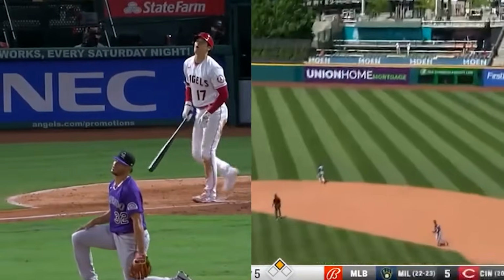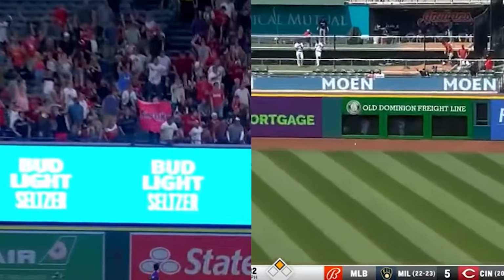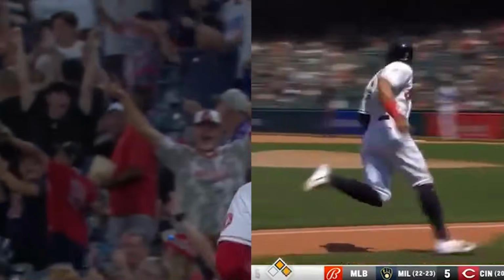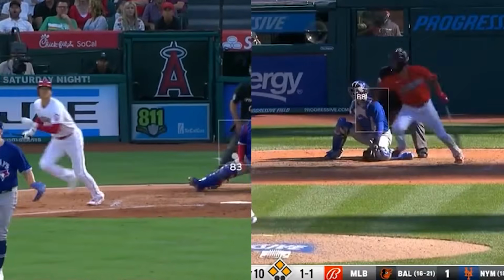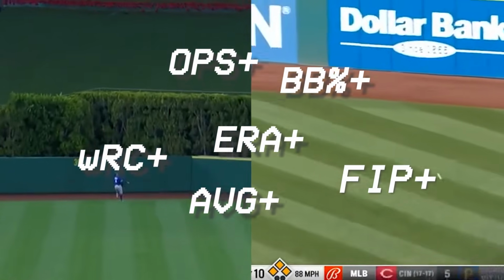Maybe you want a stat that simplifies the process of comparing players to one another, and you want this stat to be presented in an extremely simple way that literally anyone can understand. There's actually an entire category of that type of stat.